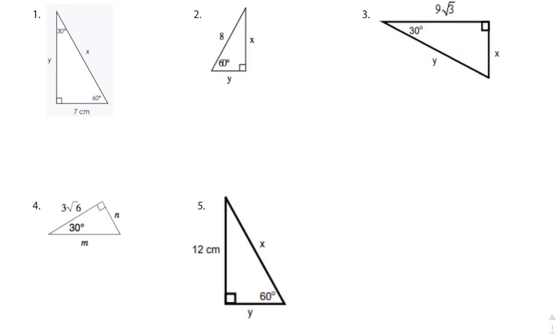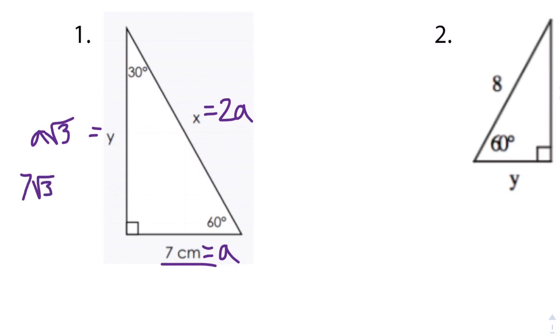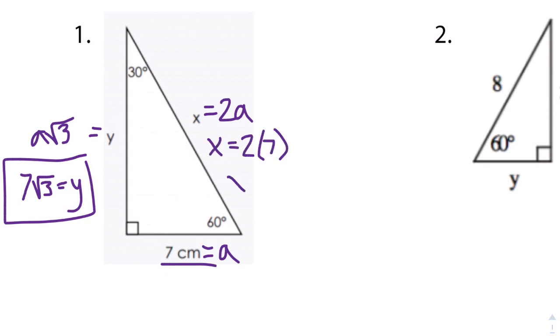All right, so let's do some more examples here. We are going to start again by labeling. So if we look at number 1, I'm going to start by labeling the short side as our a value. The longest side is 2a, and our side across from the 60 is the a root 3 side, and we always start with what we're given. We're given a is 7, so I'm just going to plug in a 7 wherever I see an a. So y is just 7 root 3. And then here, 2 times 7, so x is 14.